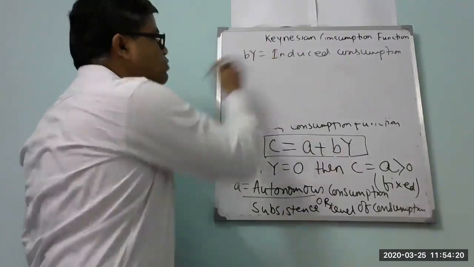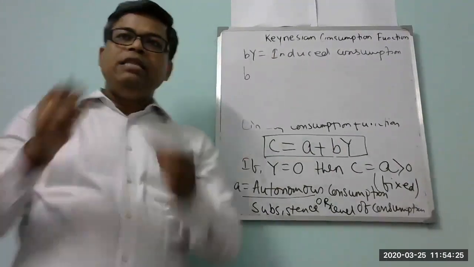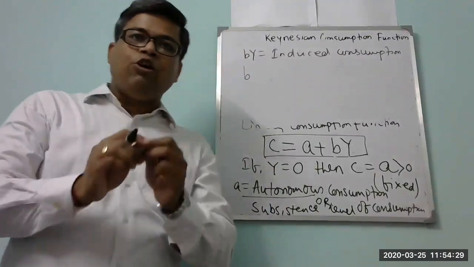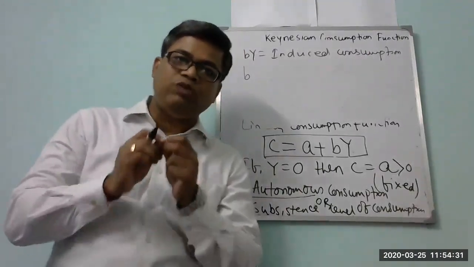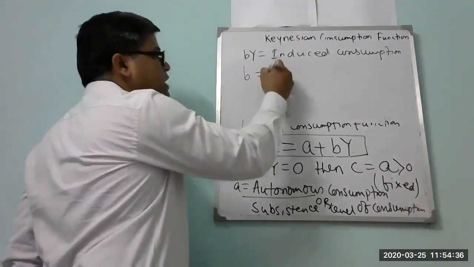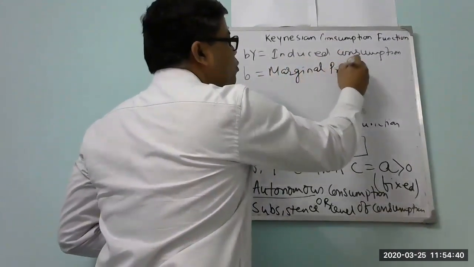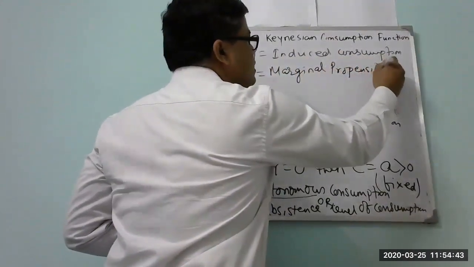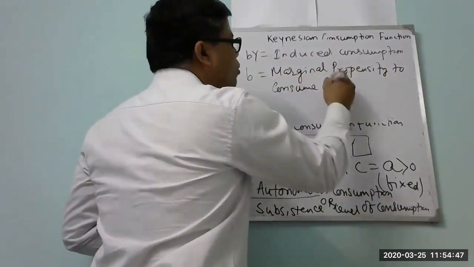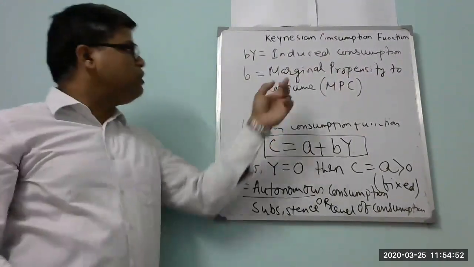Now, out of this induced consumption, what is the B part? The B part is very, very significant and important. This B is called the marginal propensity to consume. I'm writing here, you just see marginal propensity to consume, or in short MPC.